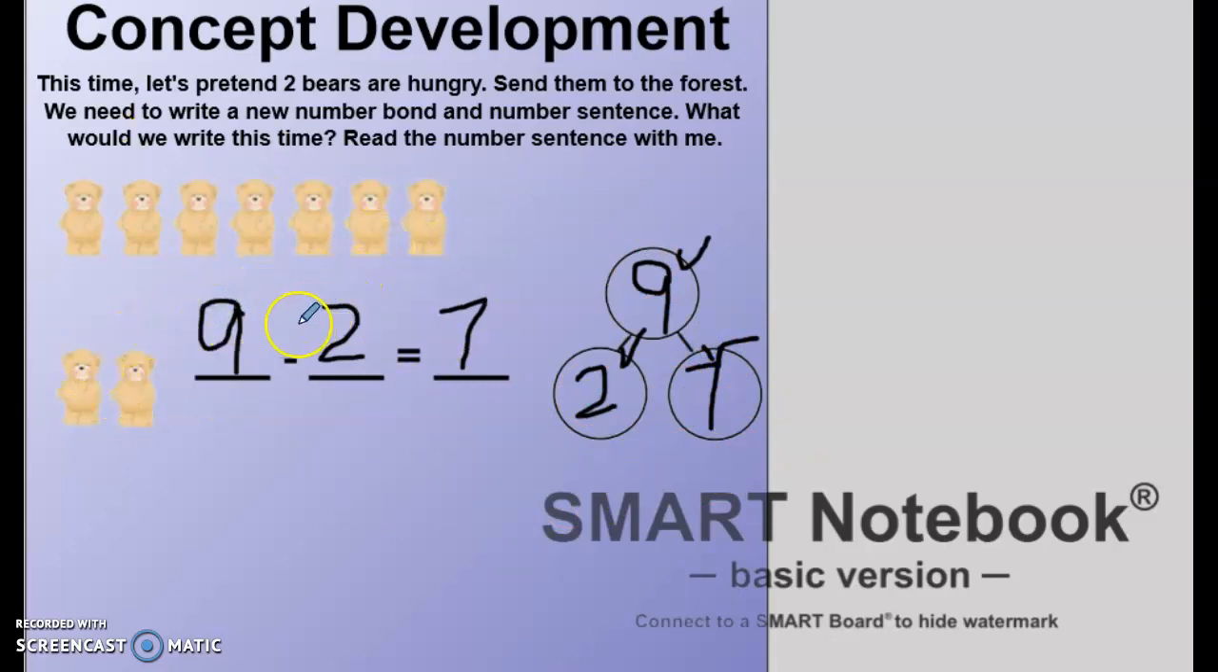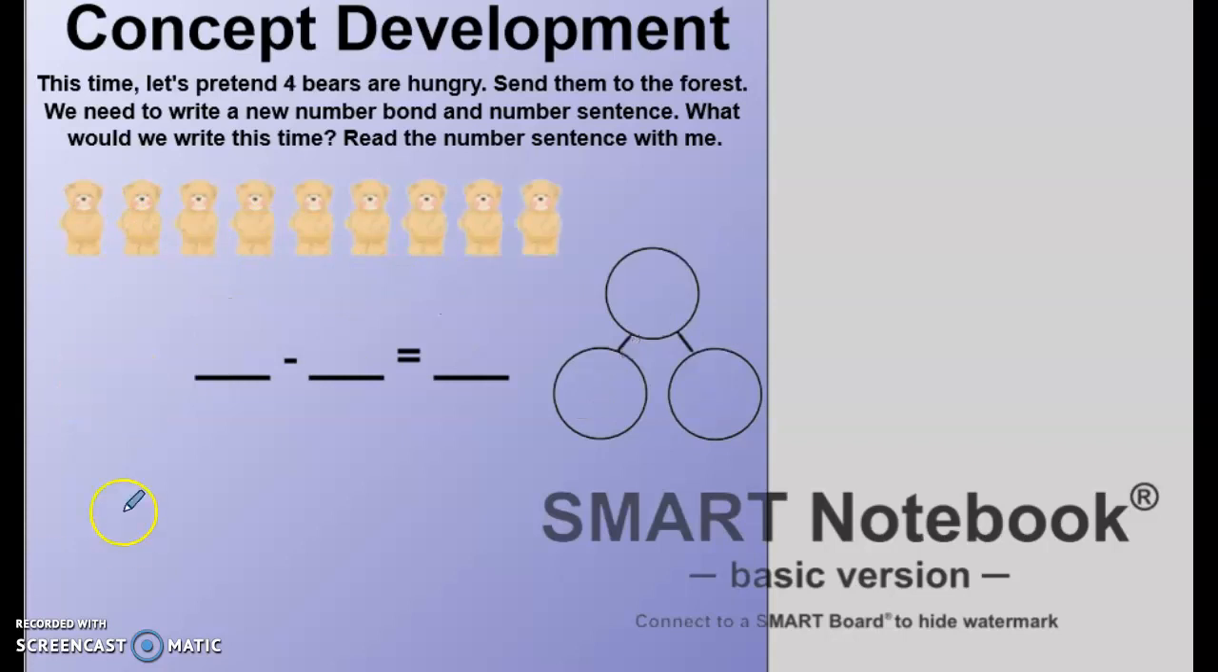So we had 9, we took away 2, and now we have 1, 2, 3, 4, 5, 6, 7. See, it was really important our number bond was right to create our number sentence. But if you're not using your number bond to create your sentence, that's okay too. You can use this picture right here. Let's go on and do another one.